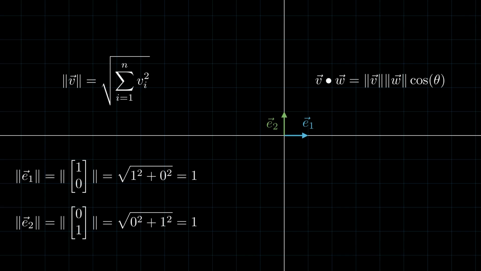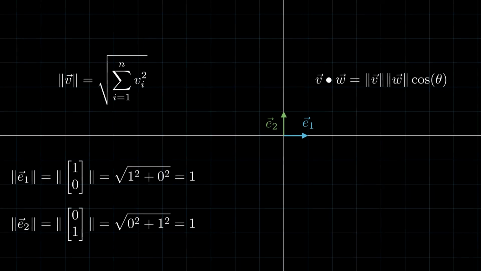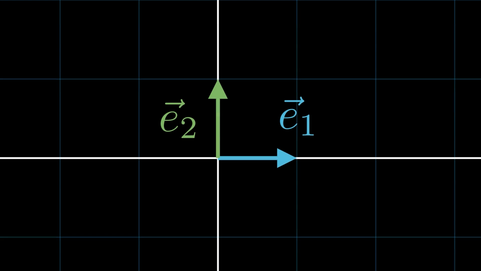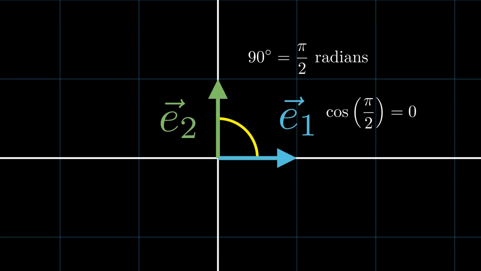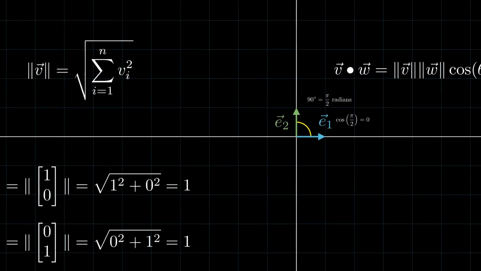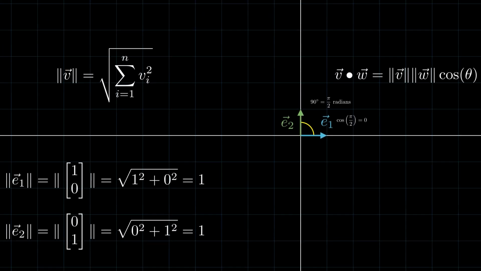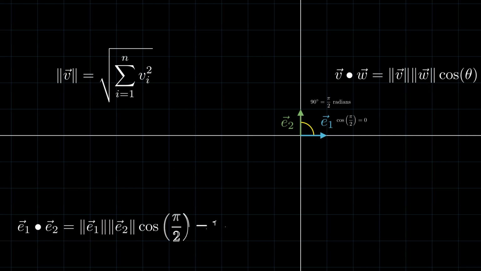But remember, these vectors are orthogonal, and that comes from this cosine element. If we look at the angle between these two vectors, we can see that there is a 90-degree angle between them. You might recall that 90 degrees is equal to pi over 2 radians. Note that the cosine of pi over 2 is equal to 0. Remember, the norms of each vector are both 1. With two norms of 1 and the cosine of pi over 2 being 0, our dot product becomes 1 times 1 times 0, or just 0.